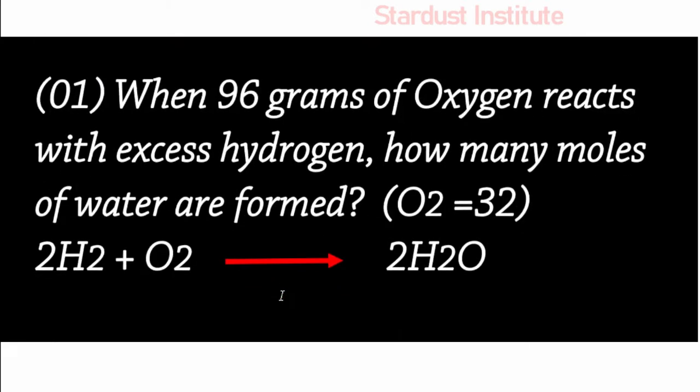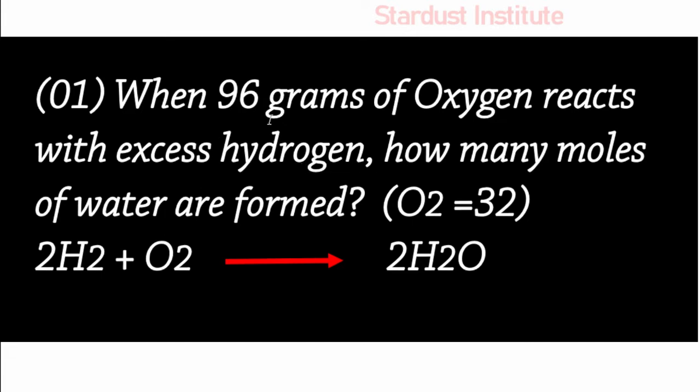First one. When 96 grams of oxygen reacts with excess hydrogen, how many moles of water are formed? Molar mass of oxygen is 32. Units of molar mass are gram per mole.